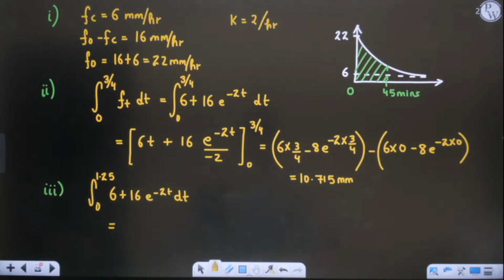Okay, great. I hope the integration part is clear to you. Similarly, you should find it from 0 to 75 minutes.